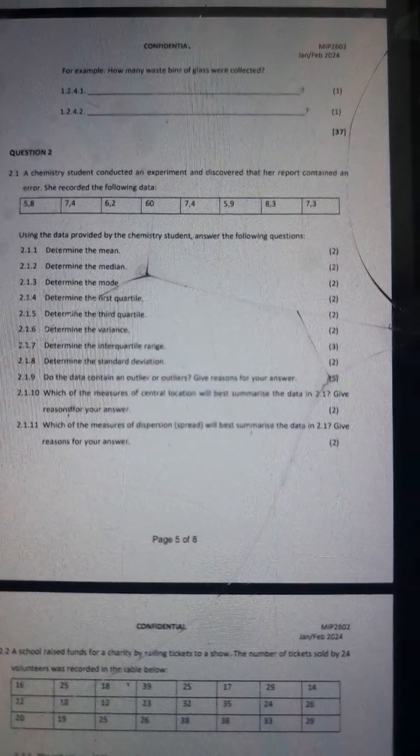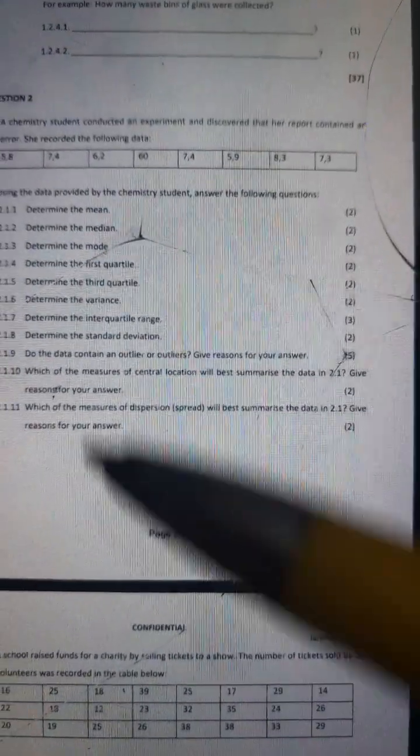2.1.1, determine the mean. That's 2 marks. Well, guys, my advice is that this is ungrouped data. First, arrange it from ascending order to descending order. So without wasting time, let's put that into practice. We will start with the mean, then followed by the median, then the mode, and so on. That's how it should be.